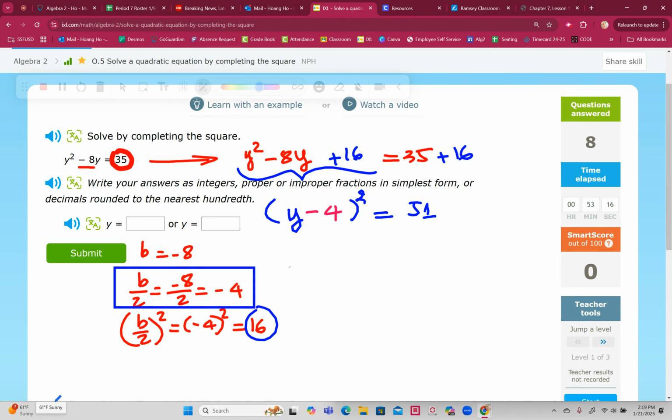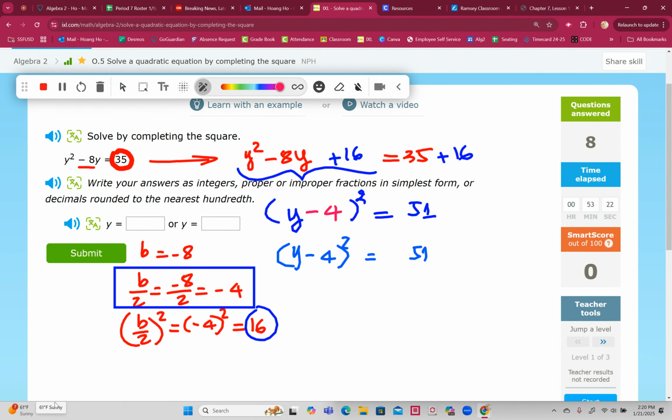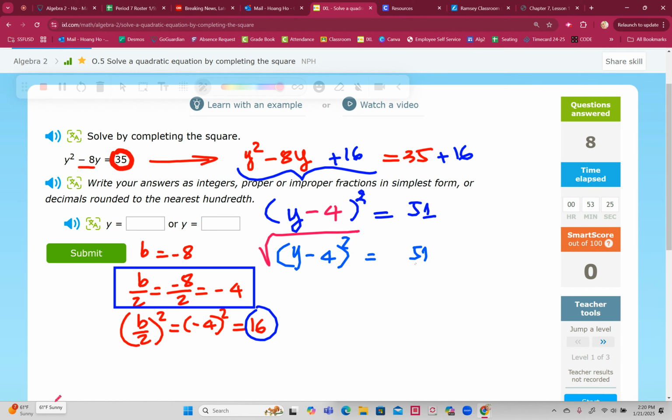So let's rewrite the equation. Let's do it slow. Let's rewrite the equation and now take the square root. Here we go. Make sure plus minus here. Okay, square root and power 2 cancel out. So now the left side you have only y minus 4. That's it. And then the right side is plus minus square root of 51.